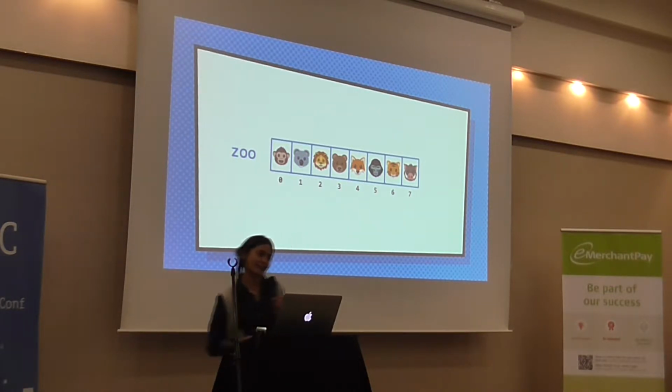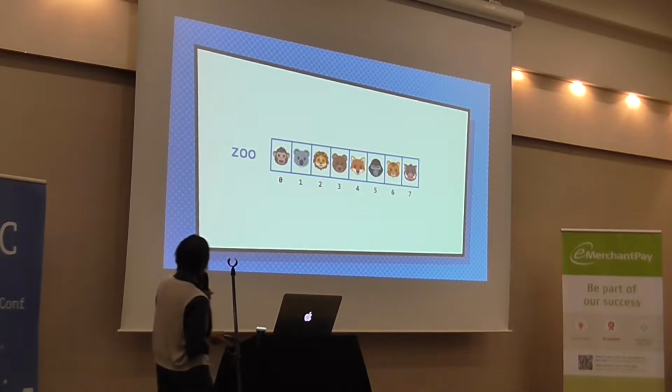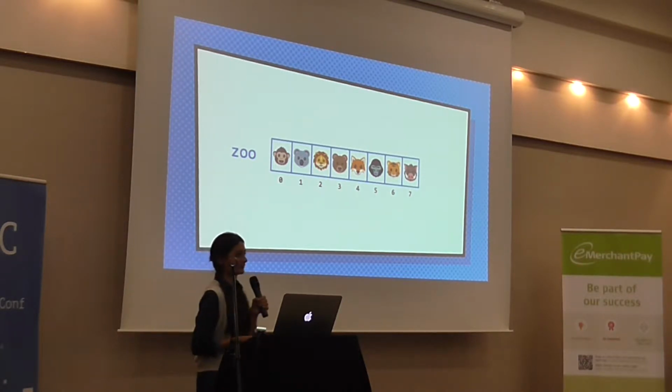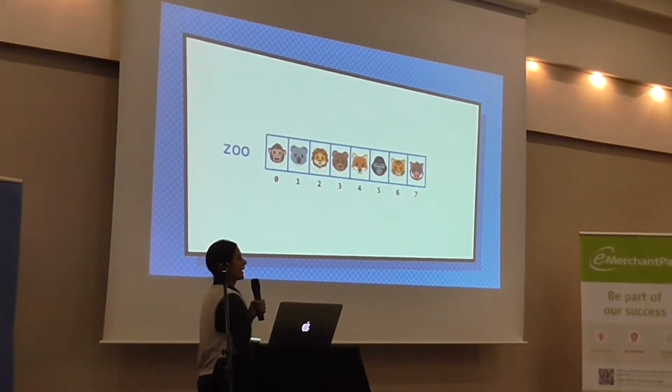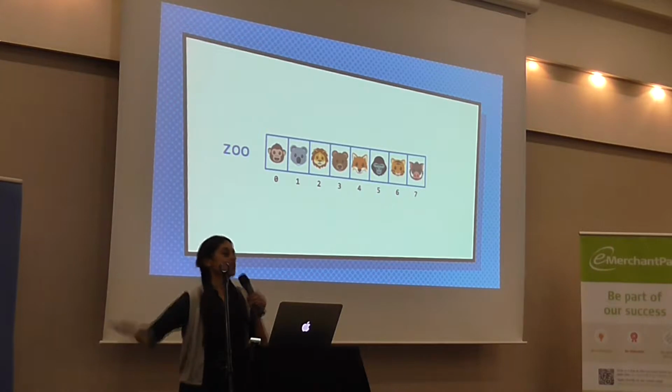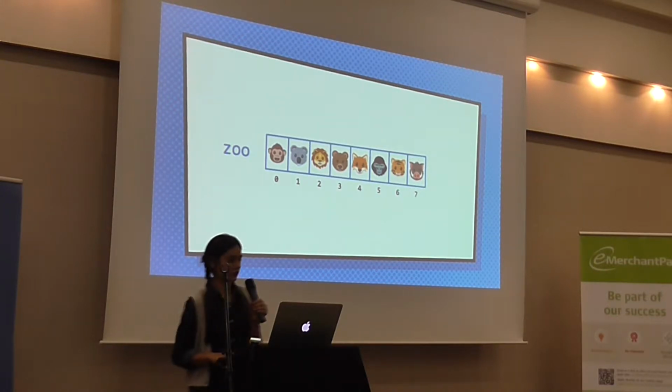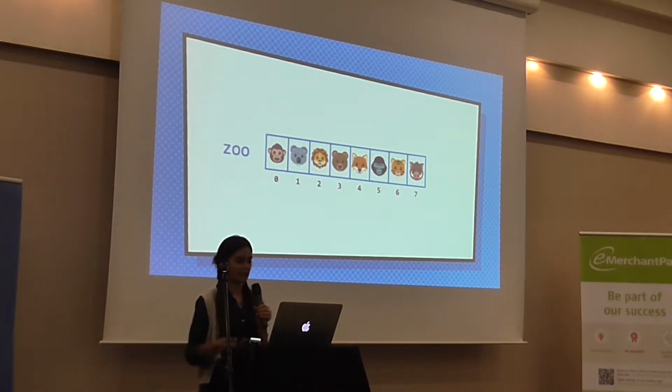So we got a monkey at slot 0, we've got a koala at 1, a lion at 2, etc. This is much more fun to work with. Okay, but this is a mutable array. Zoo here is a mutable array, so I can just change things around willy-nilly, however I feel like it.